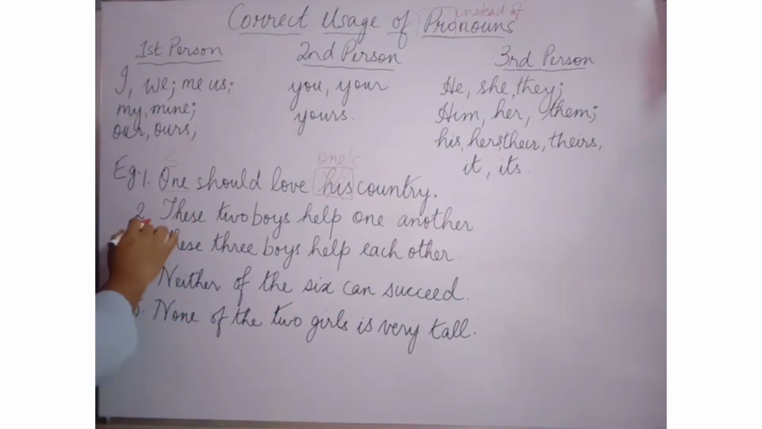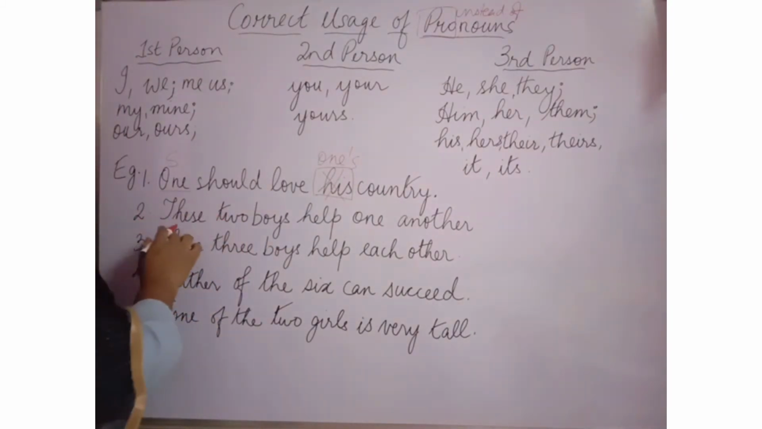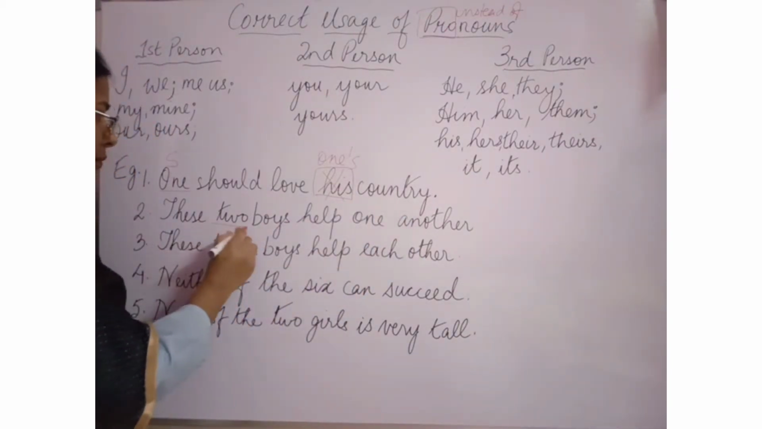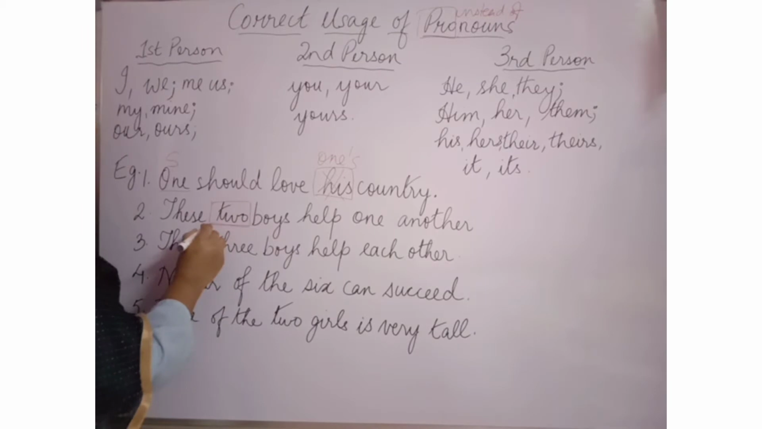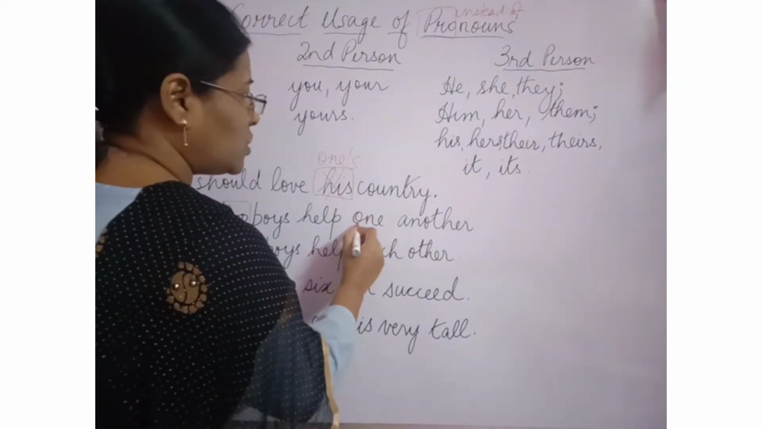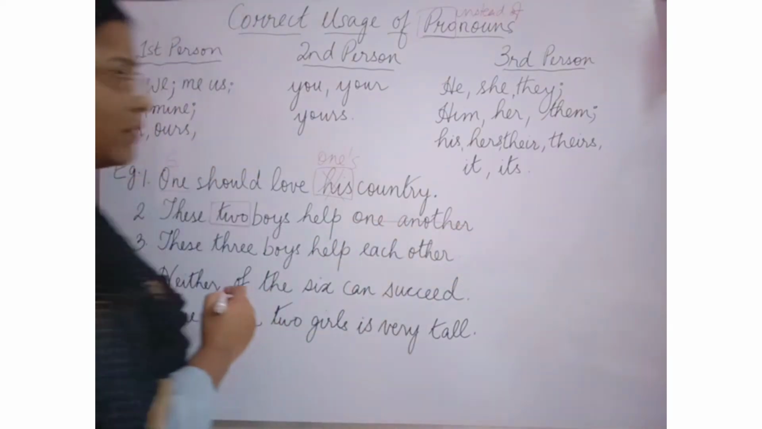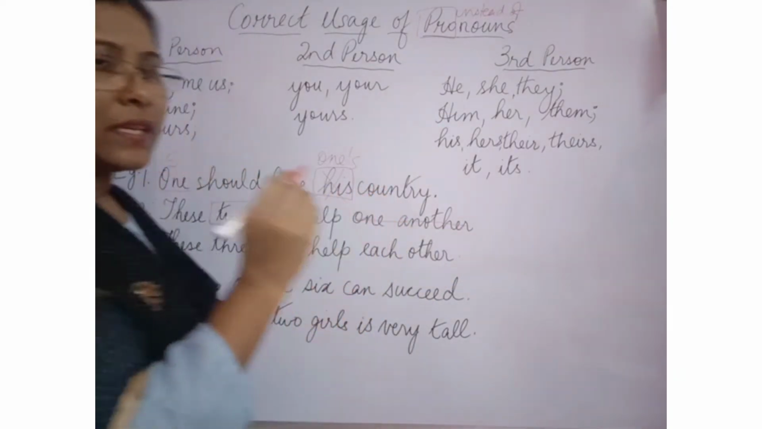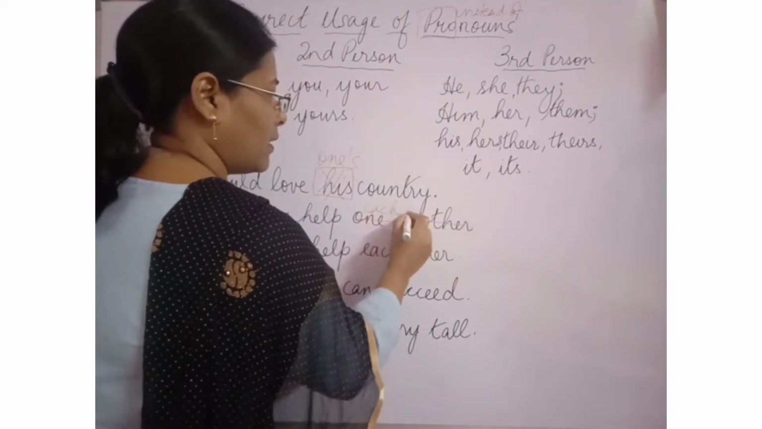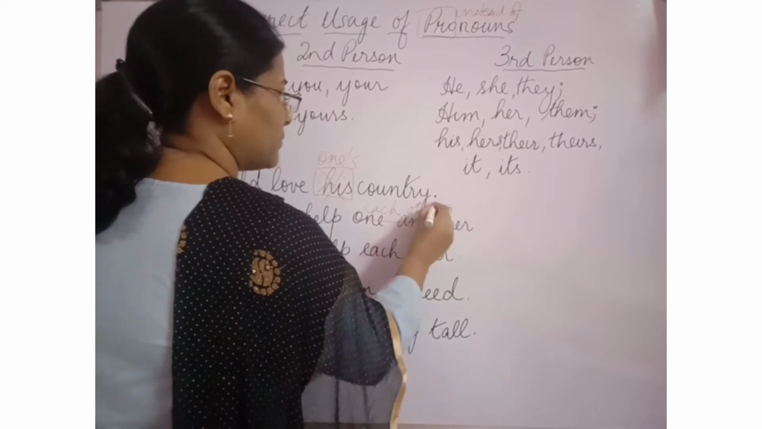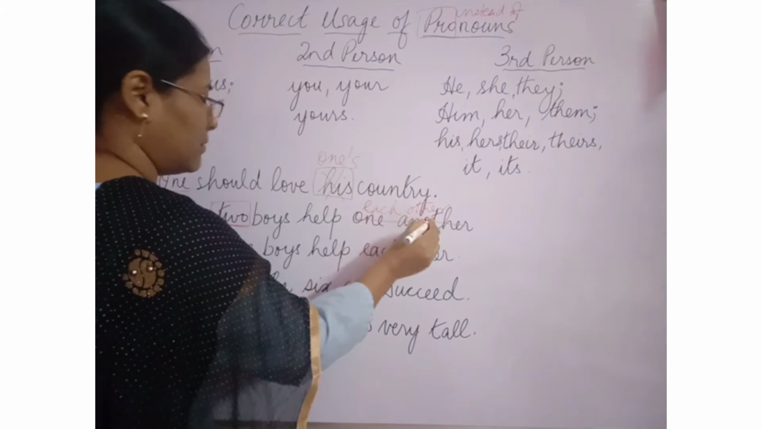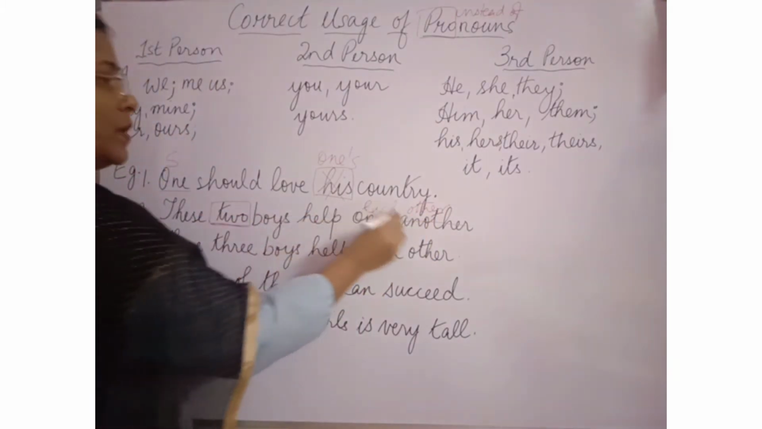Okay. Now look at the second example. These two boys help one another. Now you see two. If two is there in the sentence, then we need to use each other and not one another. Okay? So the correct usage will be each other. So when there is two in the sentence, you will use each other. These two boys help each other.